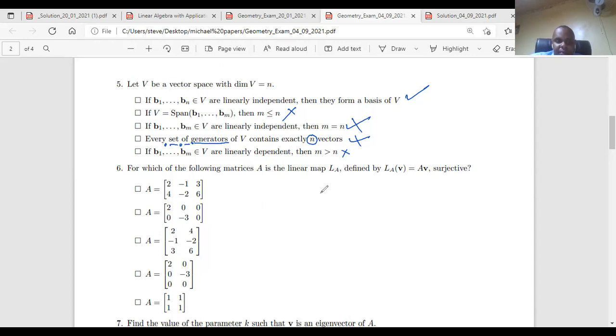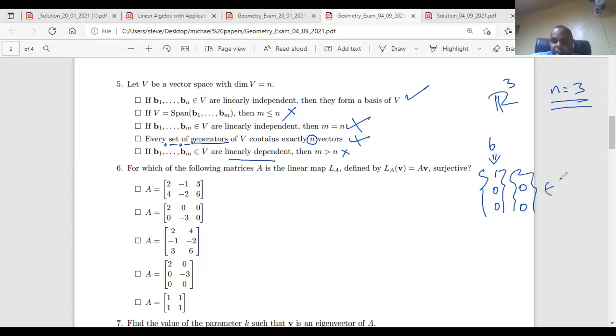Let me show you an example. Take R3, so N is 3. Take B1 to be (1,0,0) and B2 to be (2,0,0). These are linearly dependent vectors, and they are in R3. This means that M is 2, so it's not greater than N. So the statement is open.